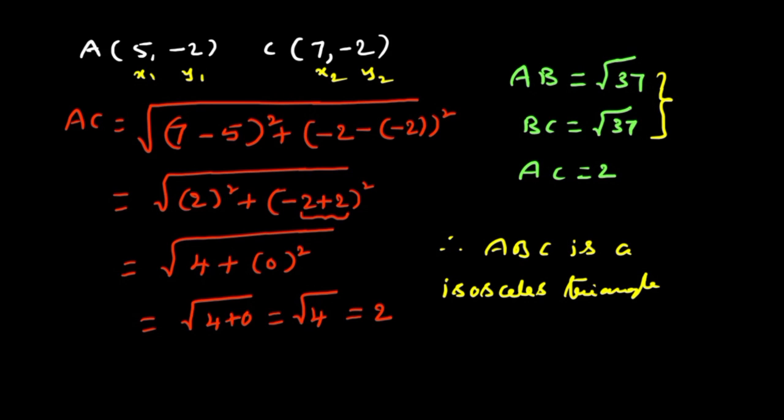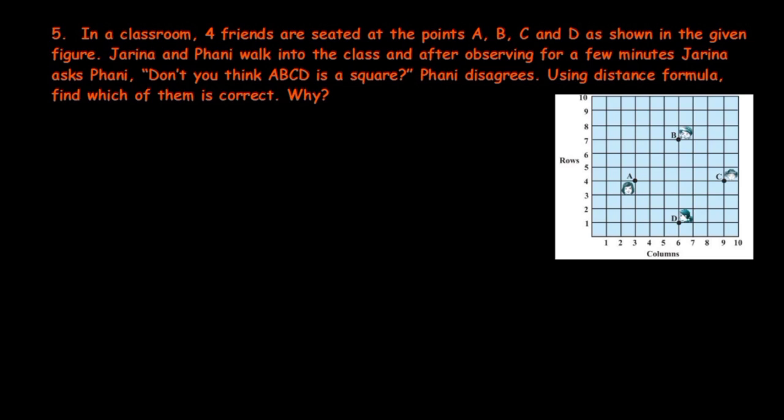The next question on my screen is: in a classroom, 4 friends are seated at the points A, B, C, D as shown in the given figure. Jarina and Funny walk into the class, and after observing for a few minutes, Jarina asks Funny, "Don't you think ABCD is a square?" Funny disagrees. Using the distance formula, find which of them is correct, and why.